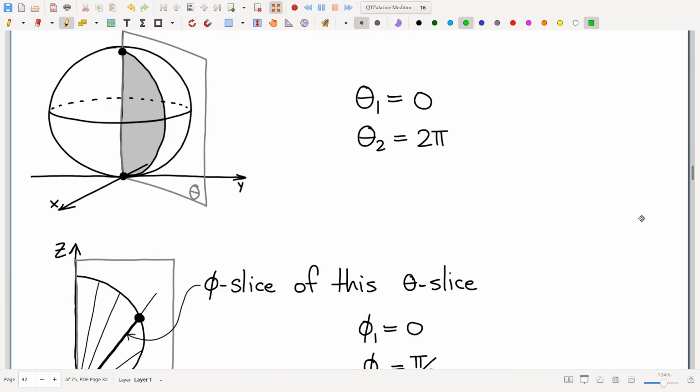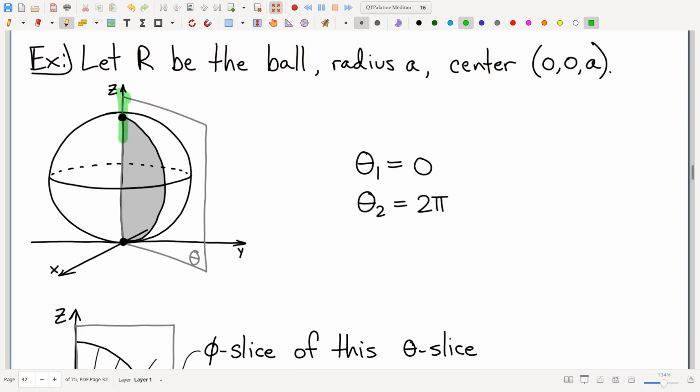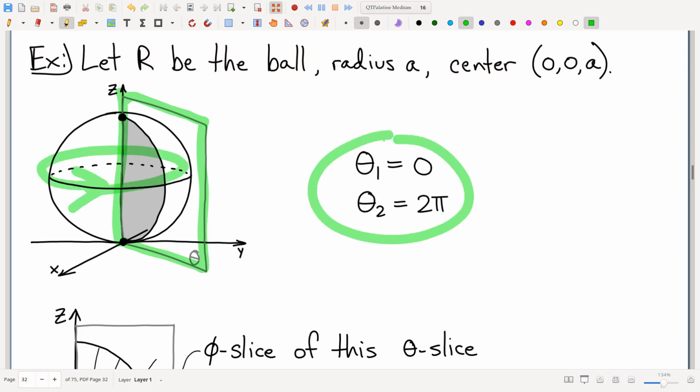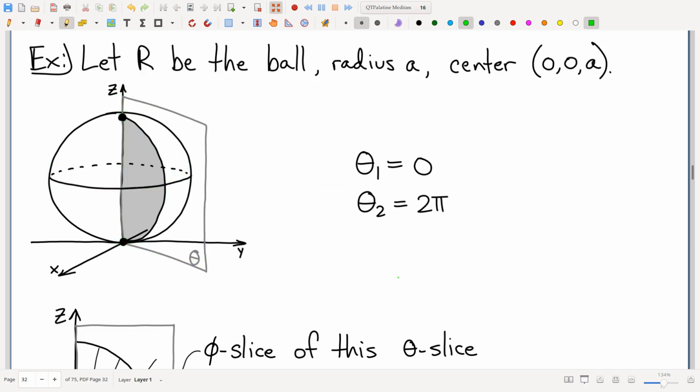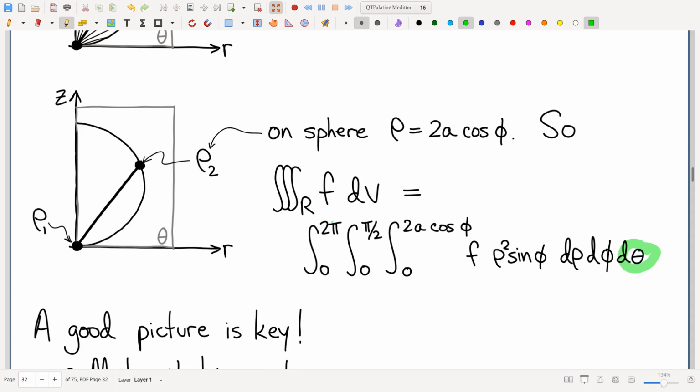So, okay, back up to here. Here's how we do theta slices. We're completely surrounding the z-axis, so theta goes 0 to 2 pi. Everybody happy? So, 0 to 2 pi.